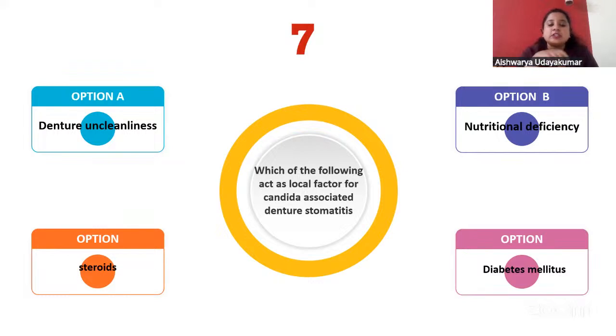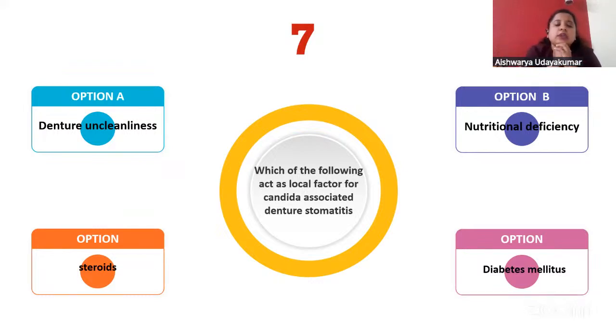Now, moving on with our seventh question: which of the following acts as a local factor for denture stomatitis? Candida associated denture stomatitis. Now, denture stomatitis or candida lesions have systemic factors and local factors. Systemic means which also affects; medical terms are more in that. And there are also local factors, that is more in the patient's hand. So here we have options like diabetes mellitus, definitely related with candidiasis. Nutritional deficiency, yes. Steroids, corticosteroids are like an enemy. And then there is denture uncleanliness.